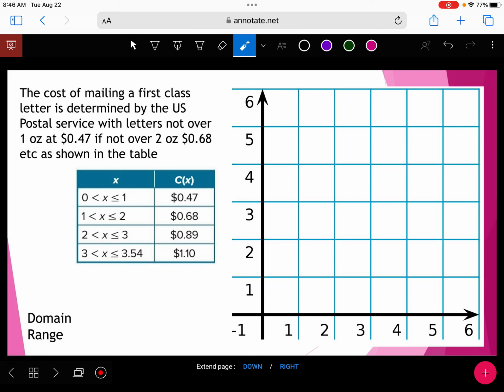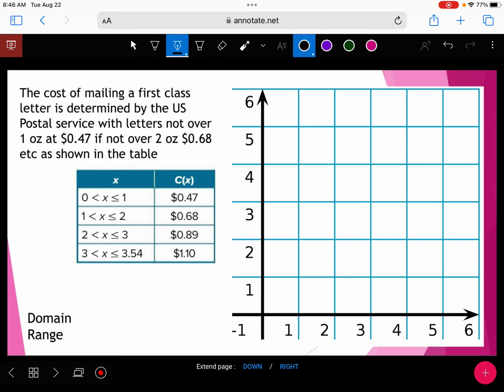This is legitimately the pricing structure from the U.S. Postal Service. How much it costs to send a letter. If it's between 0 and 1 ounces, it's 47 cents. If it's between 1 and 2 ounces, it's 68 cents. If it's between 2 and 3 ounces, it's 89 cents. Between 3 and 3.54 ounces, it's $1.10. I believe above that, it technically counts as a package.